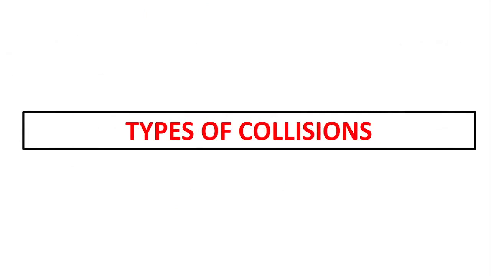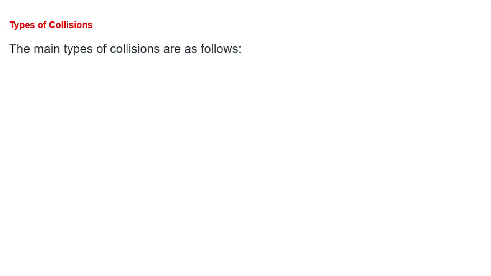Okay, now let's quickly look at the types of collisions. Now we know what momentum is, we know what impulse is, we know what happens during collisions, but we have to know the types of collisions. There are a lot of types of collisions that you are going to learn, but I'm going to stick to the most important ones and what they are.